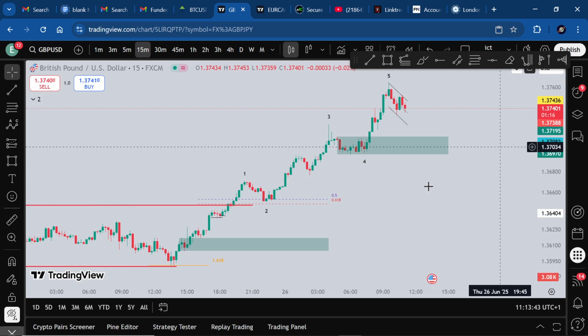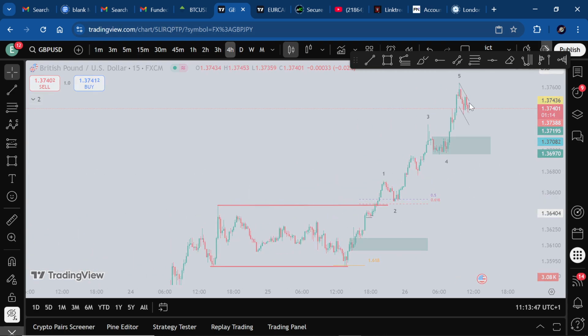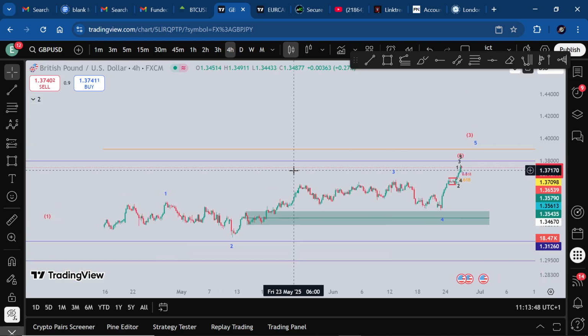GBP USD, this is the current local count for GBP USD. If I just go to 4 hour quickly.